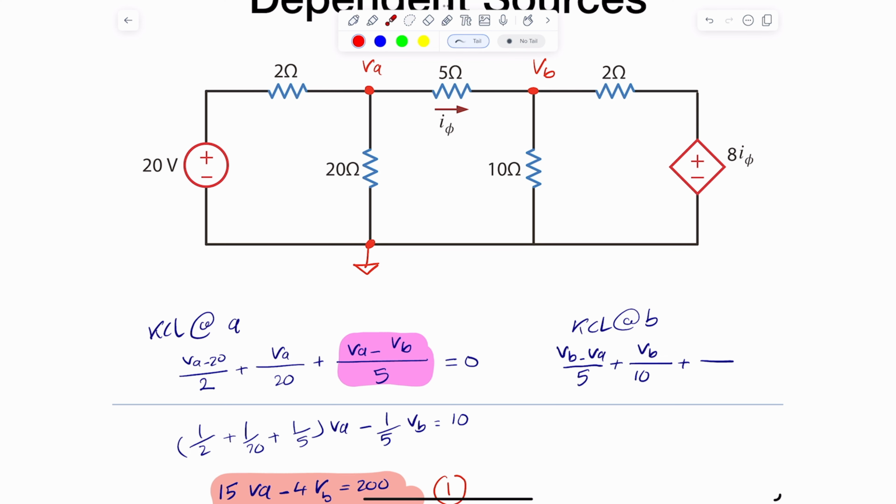Well, guess what? It's the voltage here minus the voltage in here. So let me just write it in here. That's VB minus, well, minus what? What's the voltage in here? Do I know it? Well, I do know it. It's simply I phi. This is actually a voltage source.